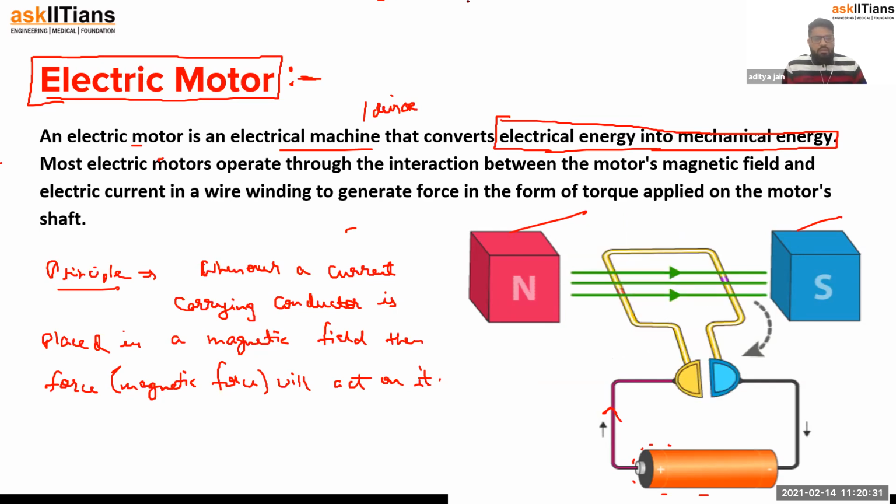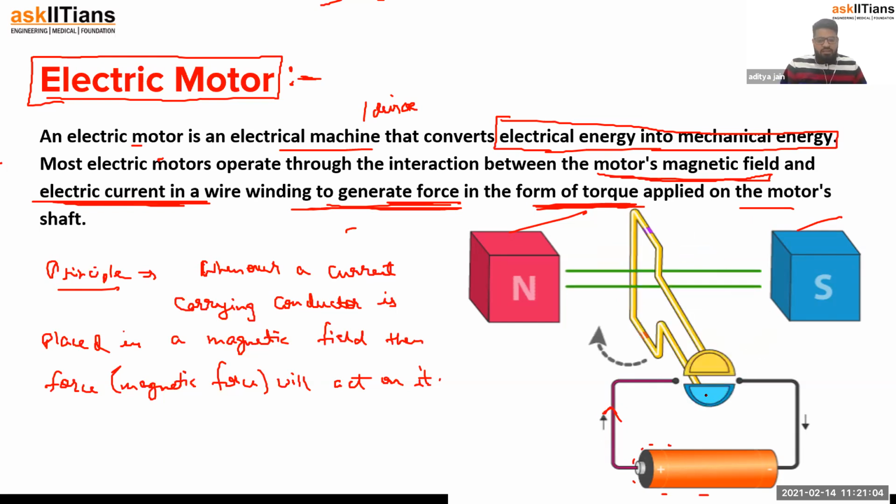Most electric motors operate through the interaction between the motor's magnetic field and electric current. Due to the electric current in a wire and the motor's magnetic field, a magnetic force is generated in the form of torque applied on the motor shaft. There is a shaft connected to this coil, which will convert this electrical energy into mechanical energy. That is the basic principle on which the electric motor works.